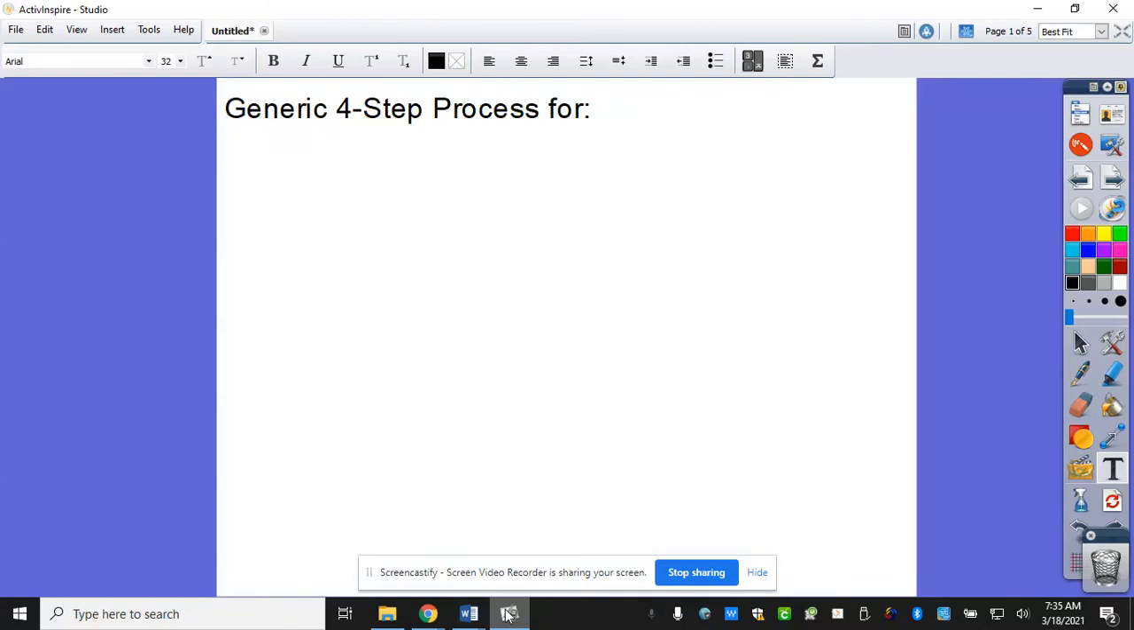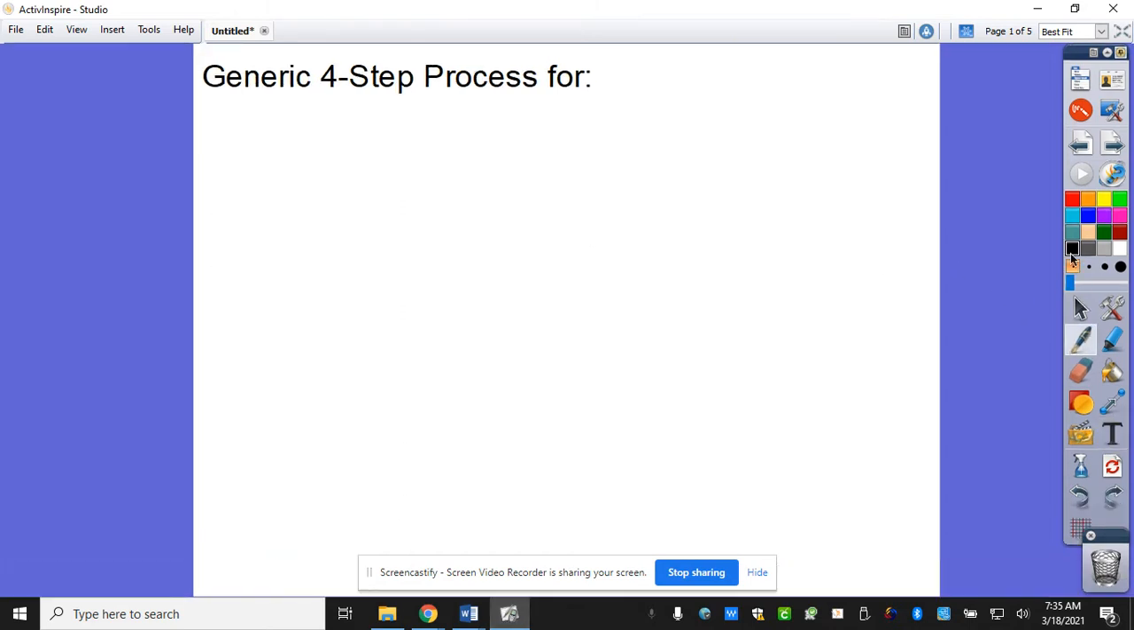So this is going to be our next four-step process. This is chapter 10. And so this is going to be a generic four-step process for a confidence interval for difference in proportions. And this is chapter 10.